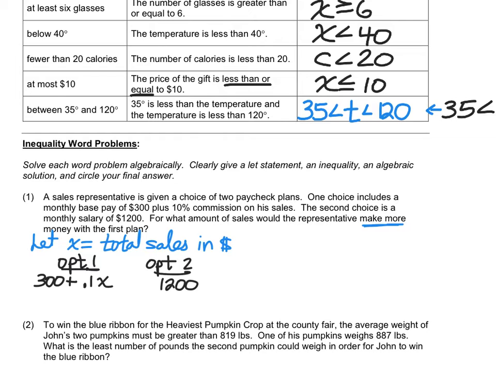All right. So the 300 plus 0.1x, that's the case of they're coming to you because they want you to buy from them, versus a person saying the cash register's over there. So two very real life situations. Now, 300 plus 0.1x, honestly, I think 10% in commission sounds like a lot, but you never know. For what amount of sales would the representative make more money with the first plan? So greater than symbol.